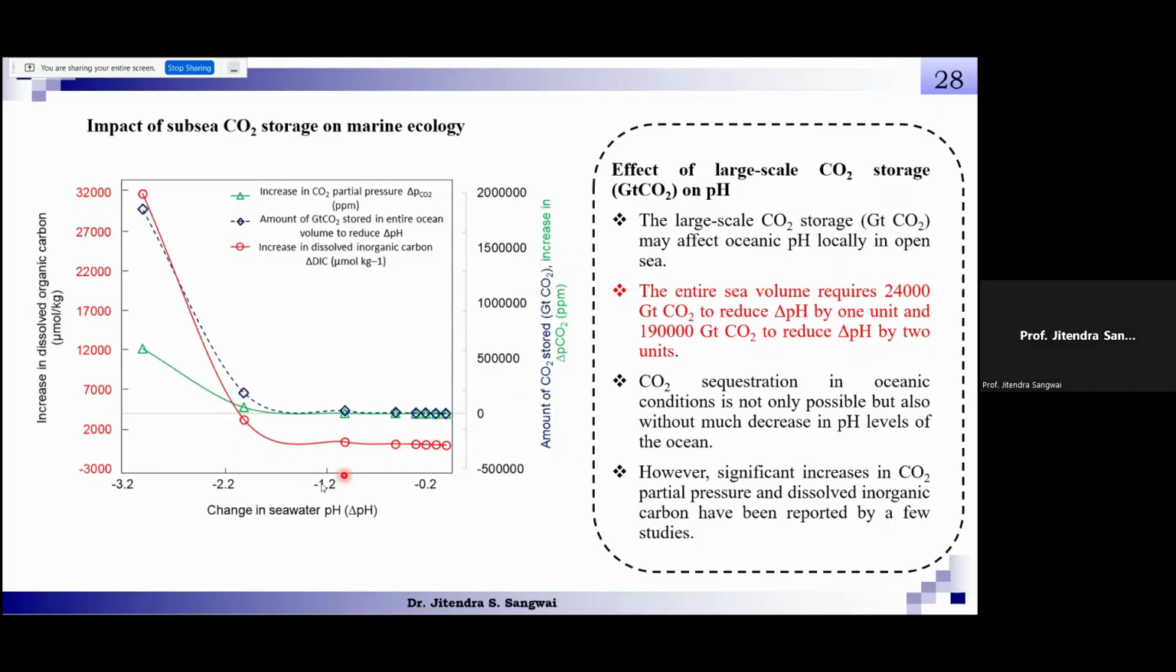And from this, you can see that just 1 unit, if you want to change the pH, you require a huge amount of CO2. This is like 190,000 gigatons of CO2 to reduce pH by 2 units, overall sea capacity. We are looking at only 1200 gigatons, much lower than this. So therefore, it is expected that the pH may not change.